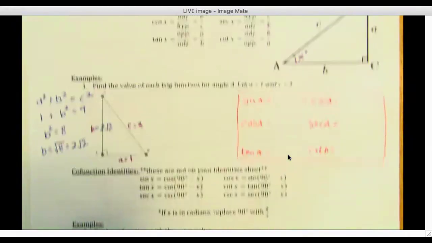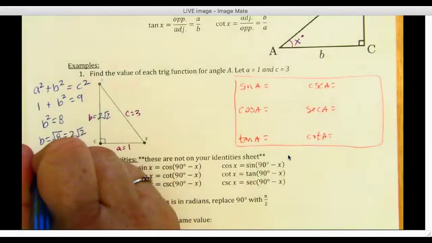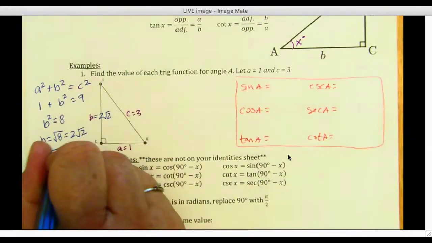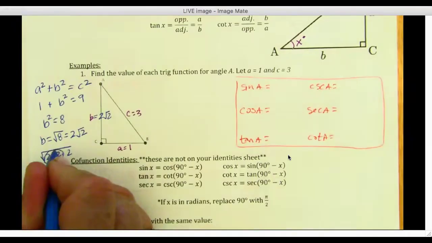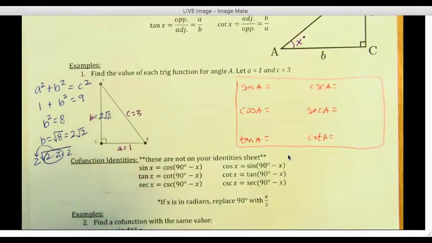If you're not sure how I got that 2 root 2, the square root of 8 is the square root of 2 times 2 times 2. When you have a square root, you need 2 of something to be able to pull 1 out. And so 2 square root 2.